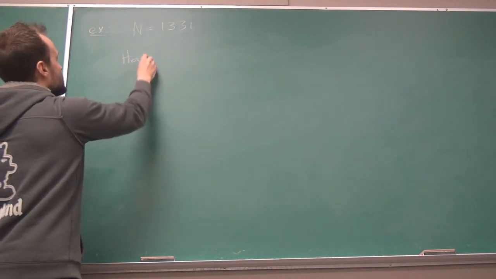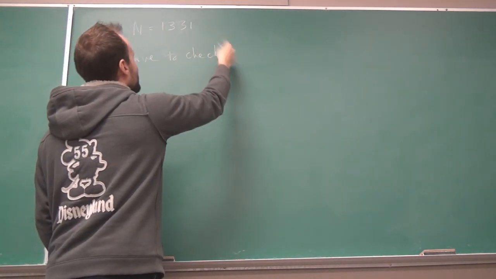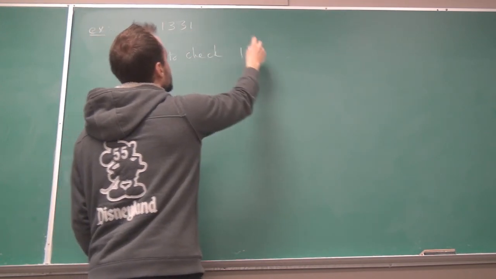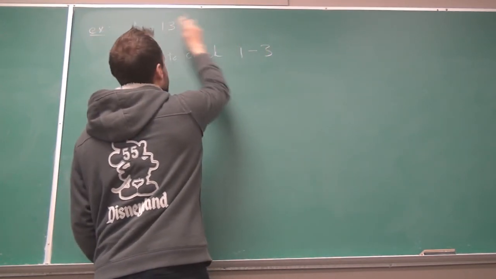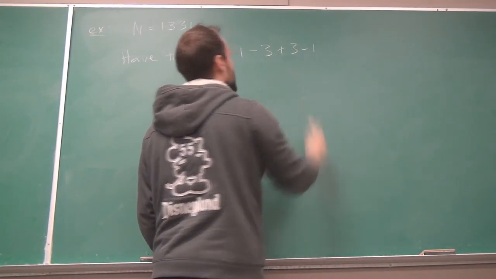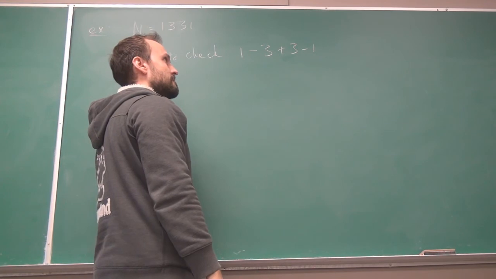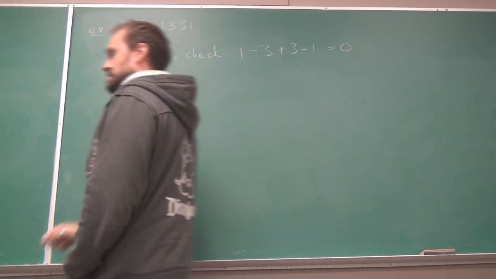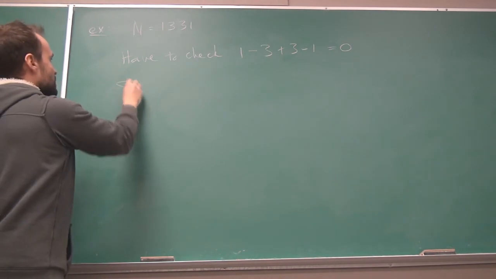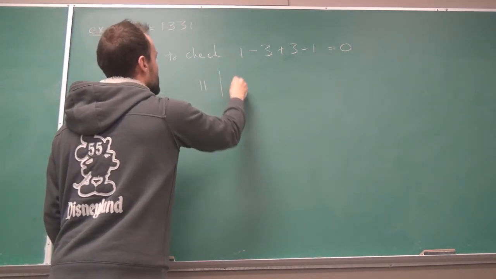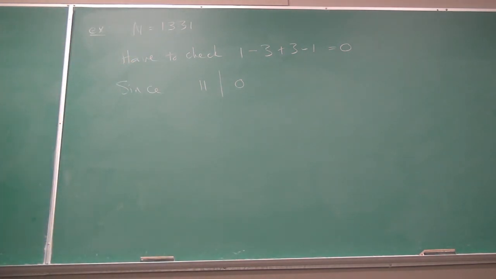What do I have to check? From right to left, 1 minus 3 plus 3 minus 1. 0. So now the question is, I want to write it in the same way, is that divisible or not divisible? Is 0 divisible by 11? You want to say no. But it's a special case, and it actually is.